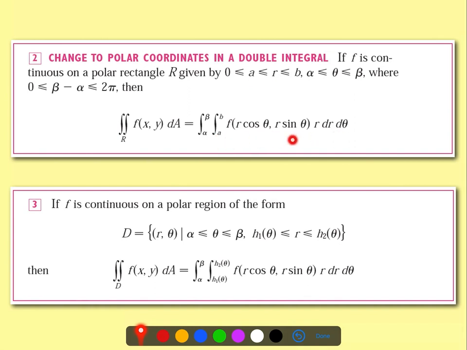So this is what it looked like. Not so important. This is the more general situation we're in. We have theta between alpha and beta that we just described. Now here they're using h1 of theta and h2 of theta for the limits on r, and that would give you what we need when we're integrating with respect to r and theta. But part of the point of this is if you're given an integral in terms of x and y and you want to convert it to an integral involving r and theta, we're going to replace the x with r cosine of theta, the y with r sine of theta, and the dx dy, the dA, with r dr d theta.